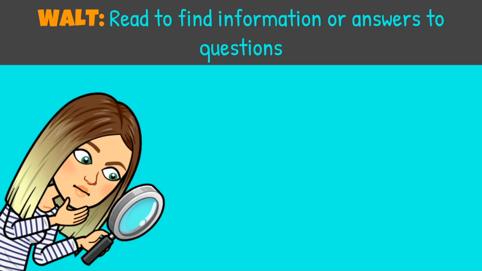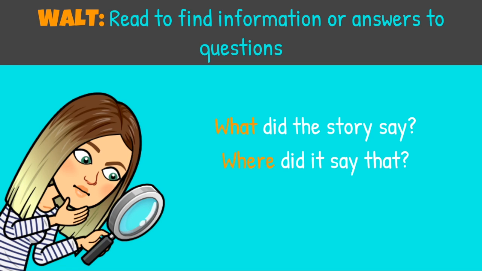We are learning to read to find information or answers to questions. That means when we read a story, we have some information in mind or we already have some questions, and we're just reading through to see if we can find the answers. We need to ask ourselves, what did the story say? And where did it say that? So we can skim read and go back and find it.